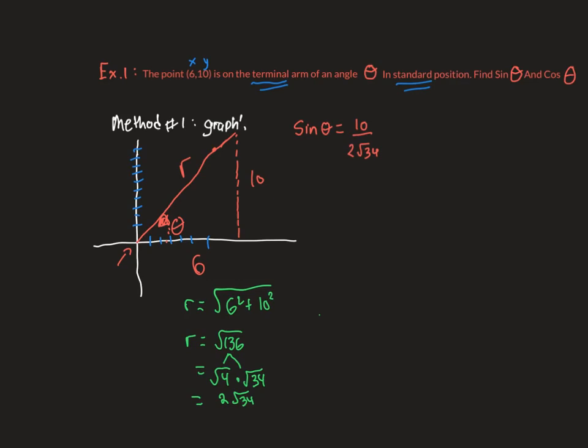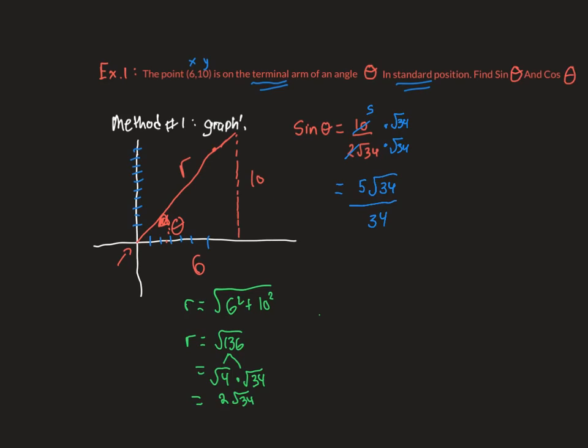Obviously, I cannot have a root on the bottom, so I would need to multiply the top and the bottom by root 34. I can also do 10 divided by 2, which will give me 5. So I'll be left over with 5 root 34 over 34 times 34, and then you take the square root of that, it's going to give you 34. Opposite over hypotenuse. Okay?